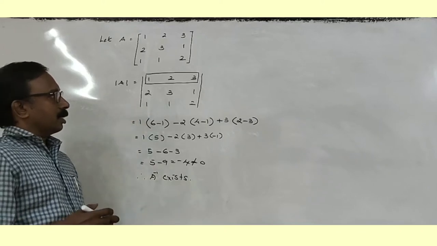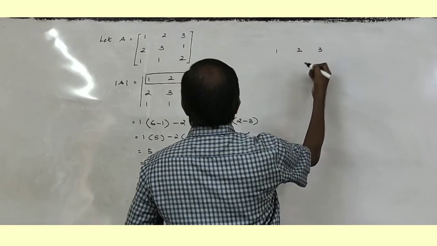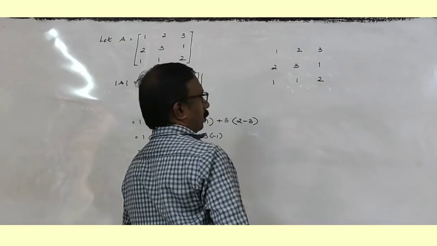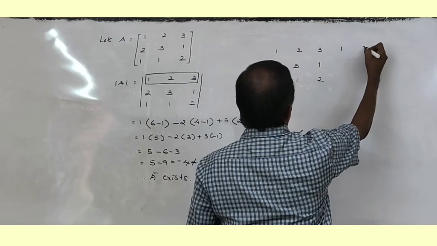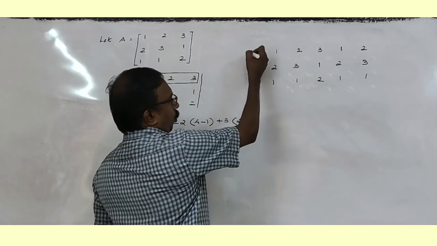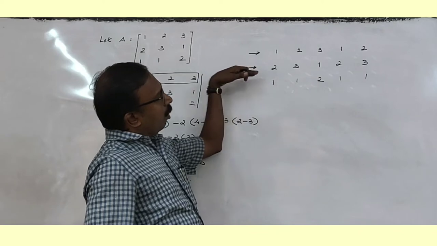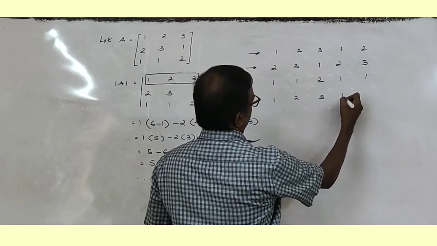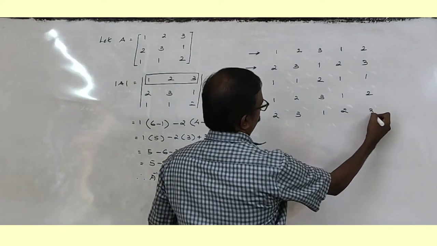I am writing this determinant again. 1, 2, 3, 2, 3, 1, 1, 1, 2. Now replace the first two columns again. So we get 1, 2, 2, 3, 1, 1. Now we have two rows. These two rows are placed at the bottom. Therefore, we have 1, 2, 3, 1, 2, and again 2, 3, 1, 2, 3.